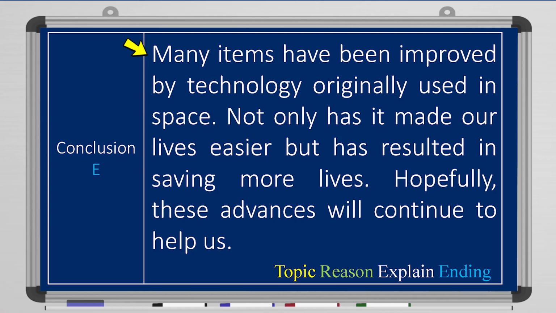This brings us to the final paragraph, our conclusion, where we're going to wrap the whole thing up. Many items have been improved by technology originally used in space. Not only has it made our life easier, but it has resulted in saving more lives. Hopefully, these advances will continue to help us. Very, very simple, very easy, paraphrasing and summarizing the whole thing.